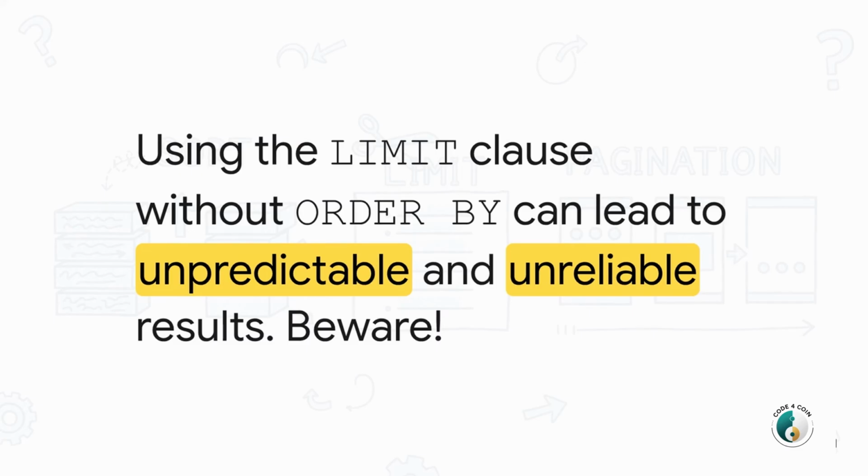So limit seems simple, right? But, and this is a huge but, using it all by itself can be incredibly dangerous. It can create bugs that are so frustrating because they're inconsistent and just plain hard to track down. And that leads us to our second golden rule.